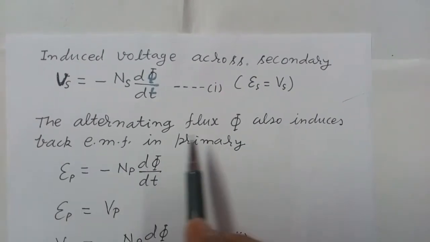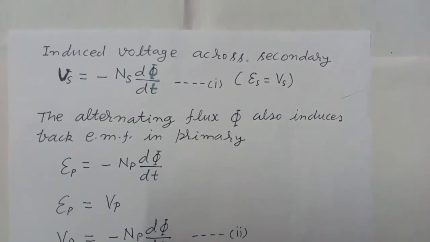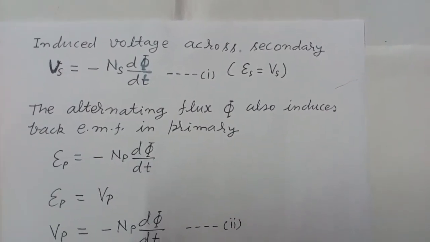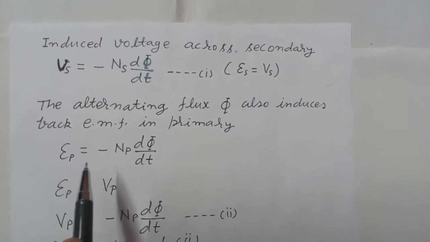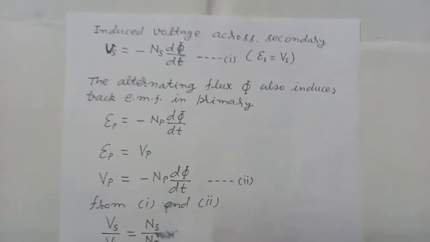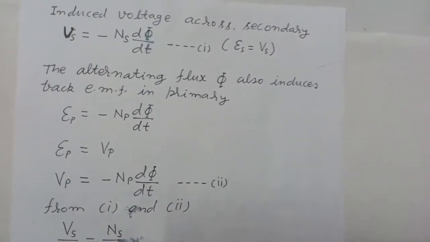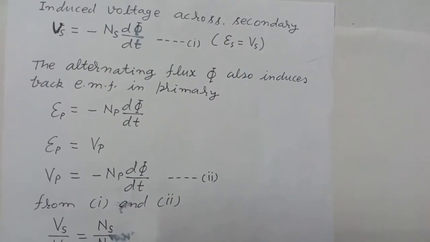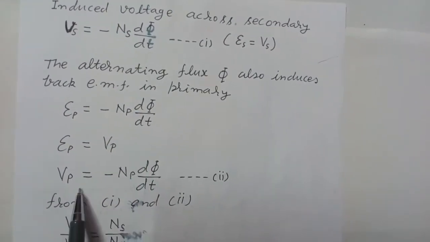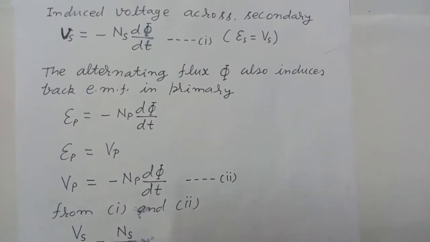Now the alternating flux phi also induces back EMF in primary, because magnetic flux linked with primary is also changing. So this Ep is equal to minus Np d phi upon dt. If resistance of the coil or winding is very small, then Ep is equal to Vp. So Vp is equal to minus Np d phi upon dt.